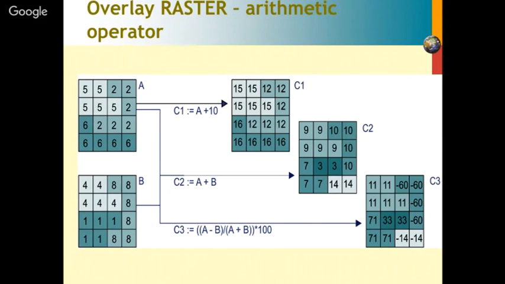We can also use different mathematical functions, and we can have our own customized functions for our cases. For example, the C3 operations look very similar to NDVI generation. You may have a layer A as a red band and B as an IR band, and based on that we can create the NDVI values as an output.